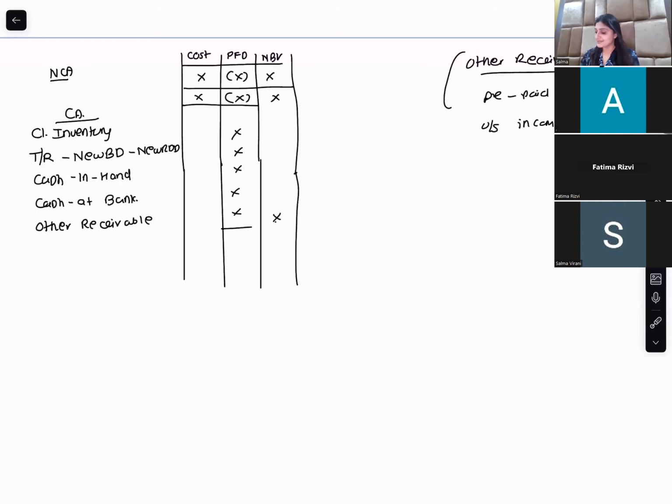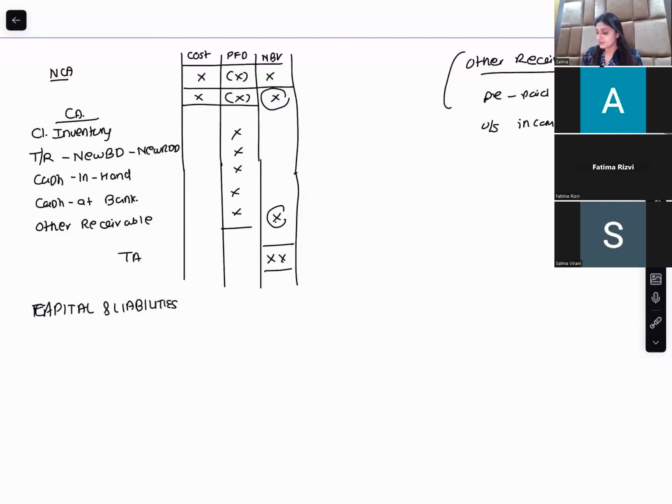Your non-current assets plus your current assets gives you your total assets. Are you with me? This is your normal balance sheet. Now, instead of capital and liabilities, you have your section of capital and liabilities. Are you with me?